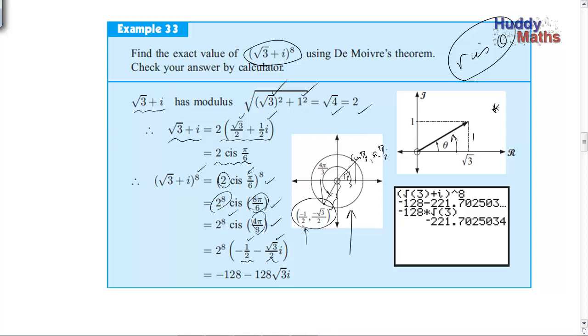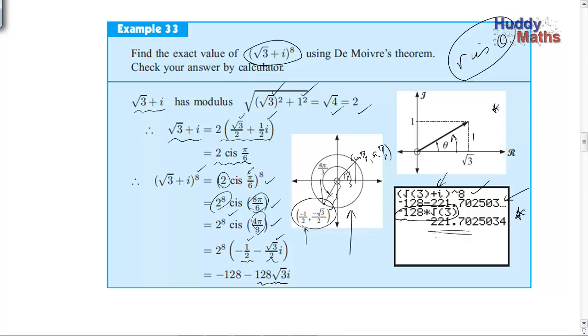We use that from our trig or circular functions work. You could do it on the calculator, of course. If you did it on the Casio, go into run mode and then complex so that it can pick up i and then raise it to the 8th. And it will give you this form here, and just noticing that negative 221.70 whatever is negative 128 root 3. So you can do that, negative 128 root 3, and that's the number you would get.